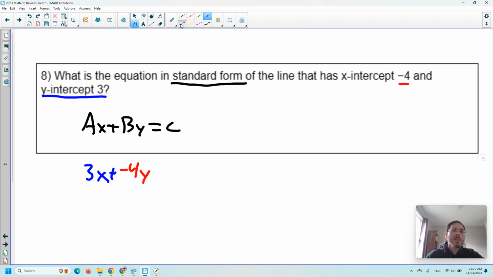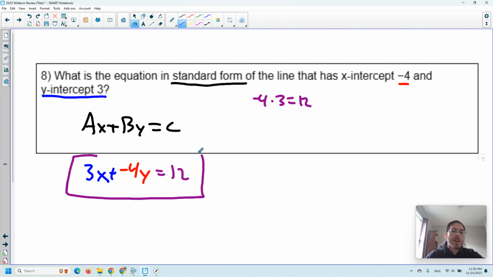And then c is going to be the total. We can get that if we just multiply those two together. So -4 times 3 is 12, and we'll get 12, and that'll be the final answer. Again, the way that we would do it is we kind of work backwards. I'm just going to plug them in right now just to double check to make sure it looks good.